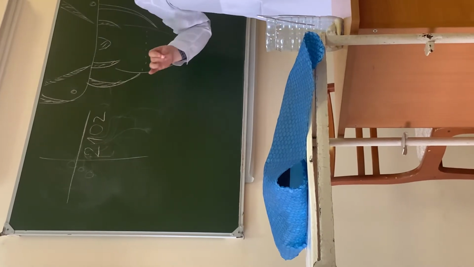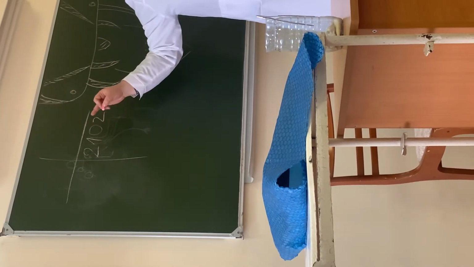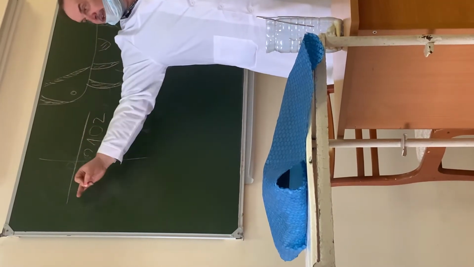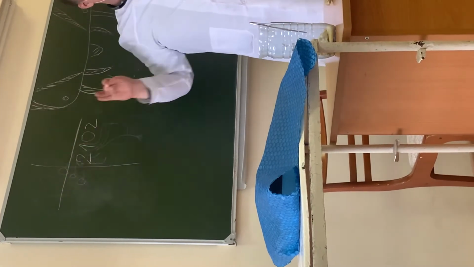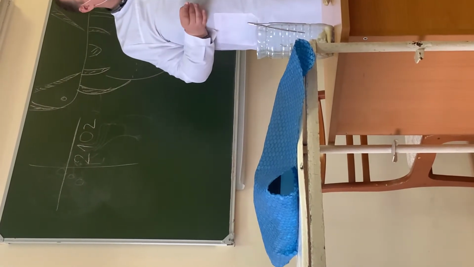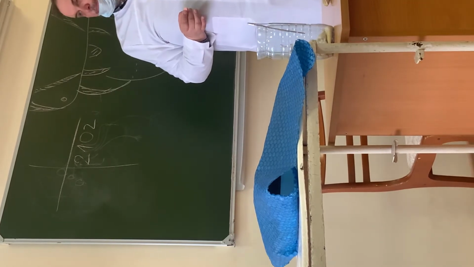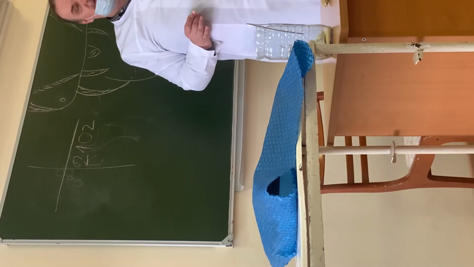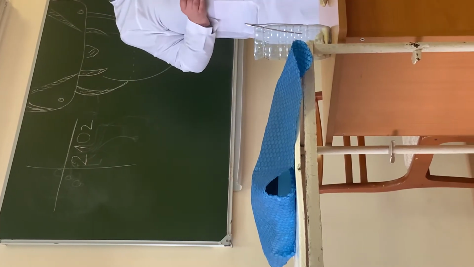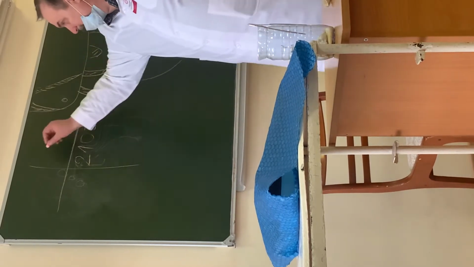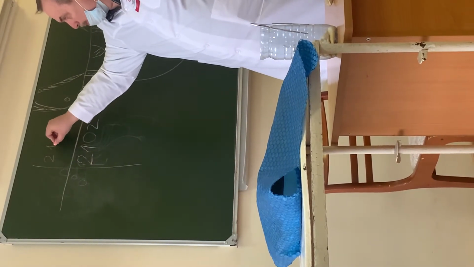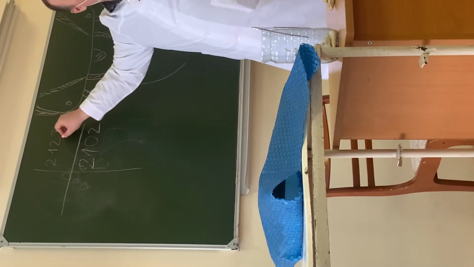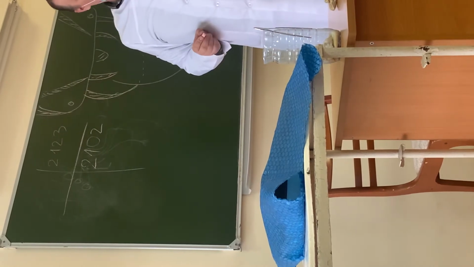5 teeth in one half of the mandible, and the same 5 in the opposite half, that is 10 in the lower jaw, and the same 10 teeth in the upper row, in the maxilla. 5 and 5 in both halves, so the total number is 20. That is milk or deciduous teeth. Permanent teeth have another formula: 2, 1, 2, 3. 2 incisors, 1 canine, 2 premolars, and 3 molars.